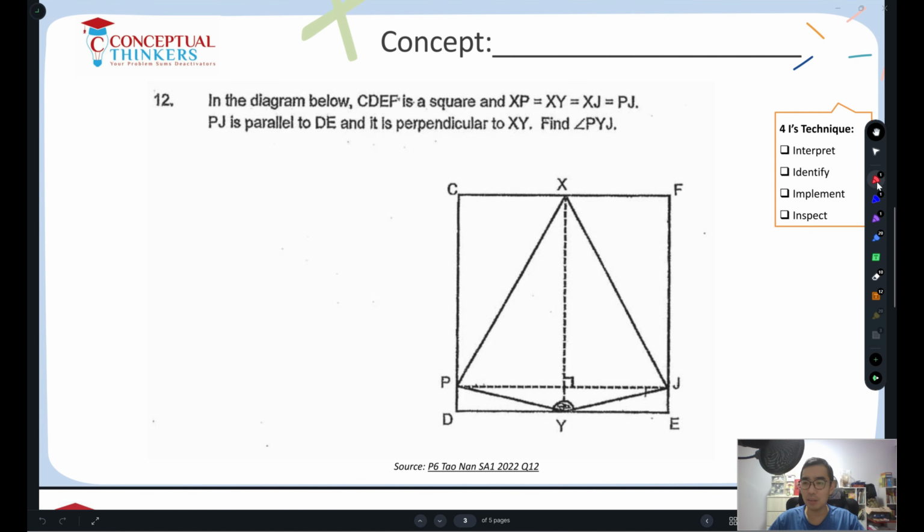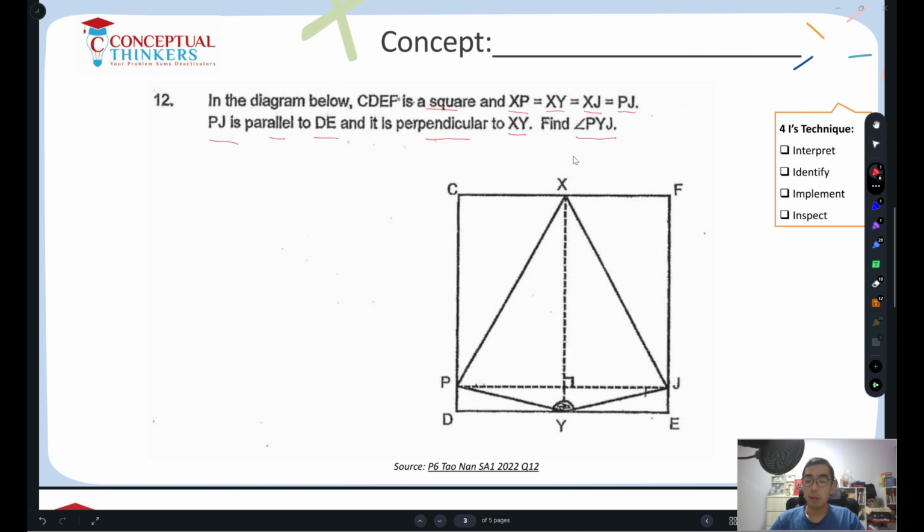Okay, so this is the question. So we first interpret the question. In the diagram below, CDEF is a square and XP is equal to XY equal to XJ equal to PJ. PJ is parallel to DE and it is perpendicular to XY. So we need to find the angle PYJ.